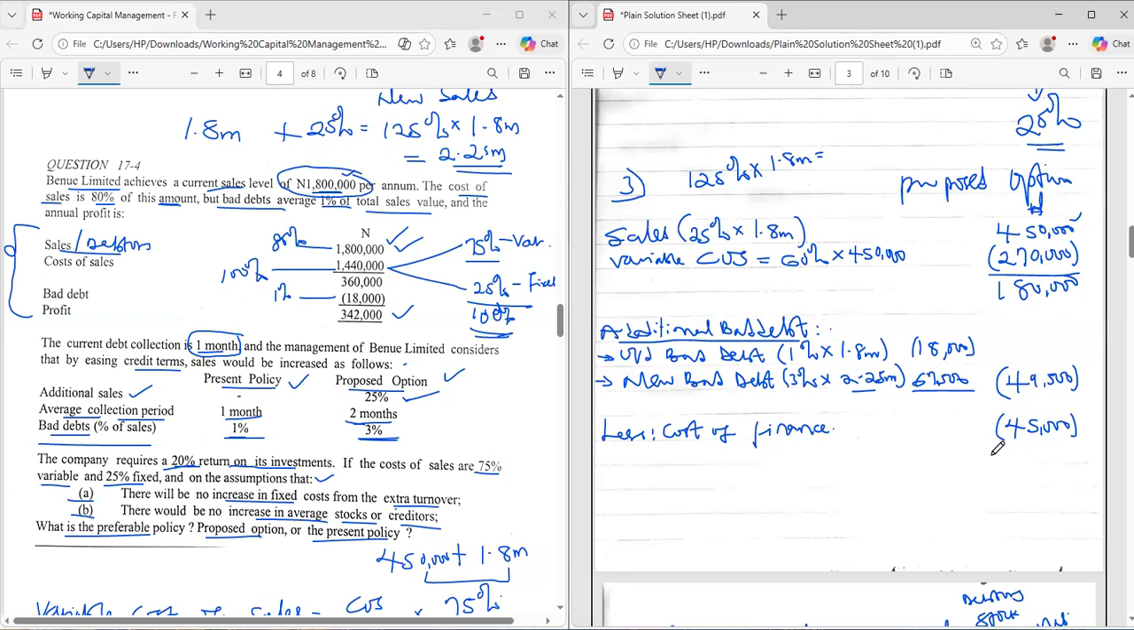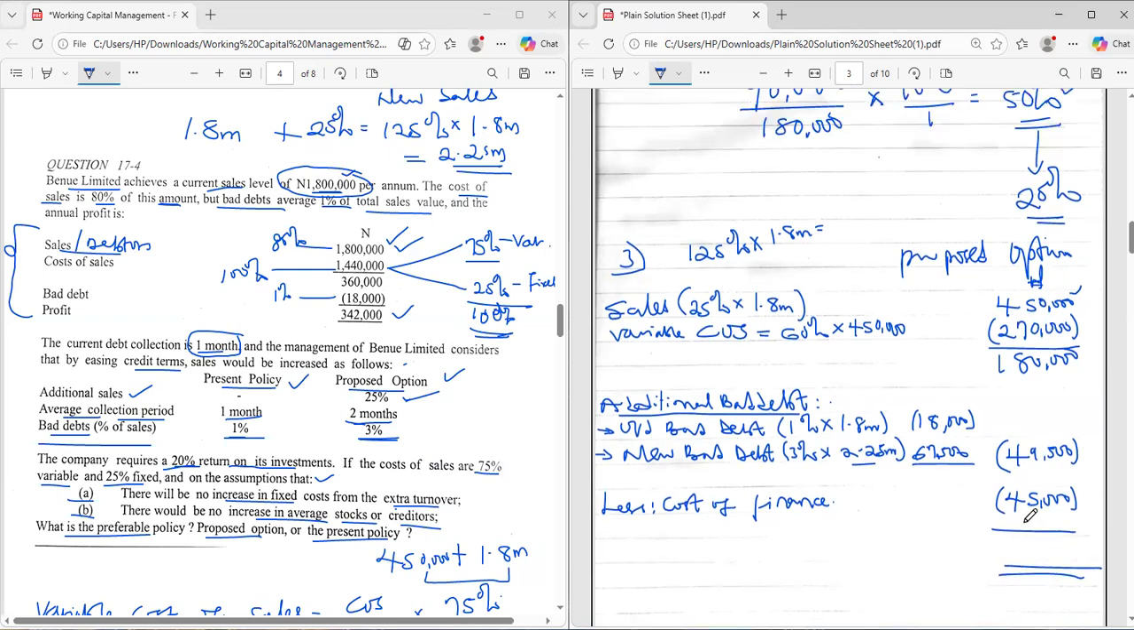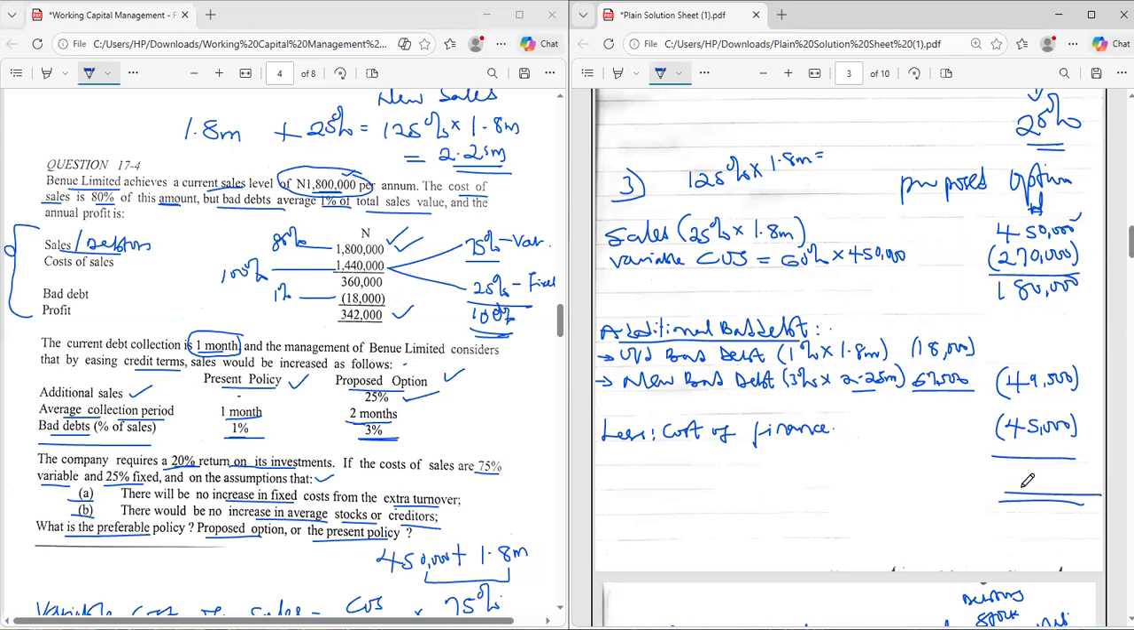Do you understand it now? And that is all. This is one of the simplest topics as far as FM is concerned. So please do it for me. 180 minus 49.5 minus 45. You get your answer, either a profit or a loss, additional profit or additional loss.